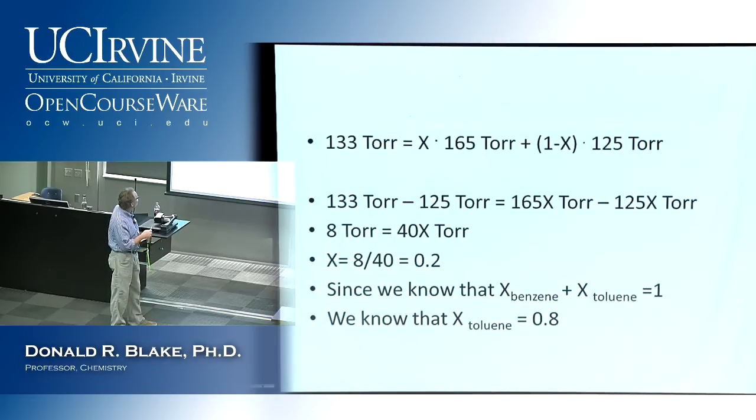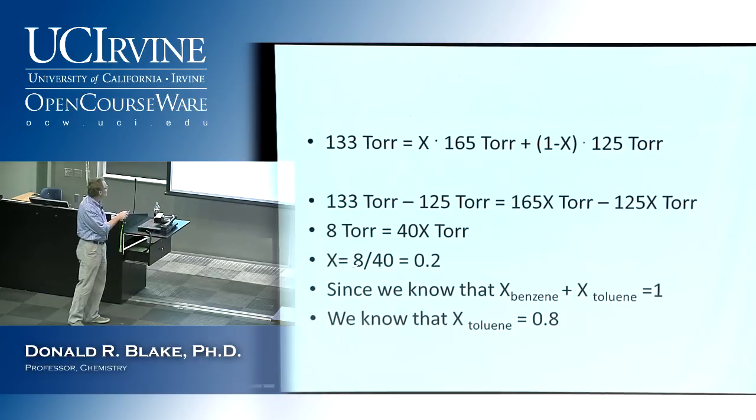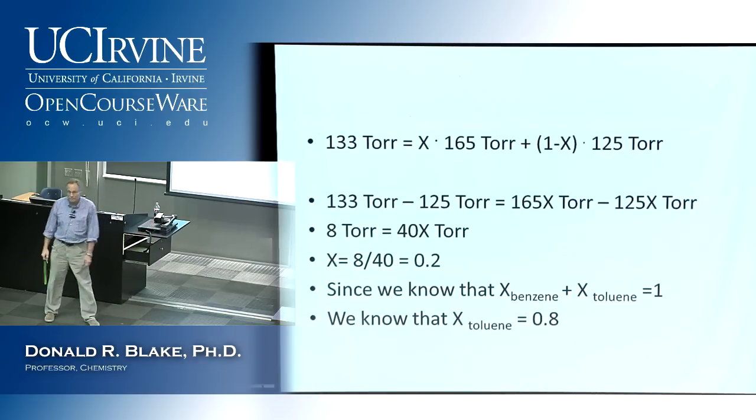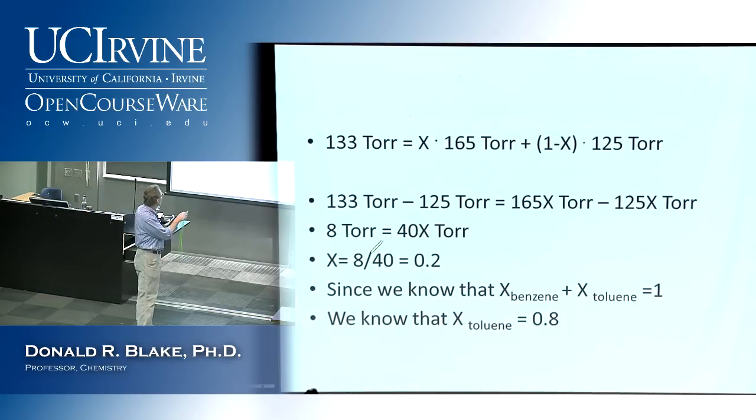So if we multiply that all through, if I take 125 torr times 1, I get 125. So I move that 125 to the other side, so I've got 133 torr minus 125 is equal to an X times 165 and a minus X times 125. So I can subtract that and I get 40X. Subtract this, I got 8 torr, so X is equal to 8 over 40, which is equal to 0.2. Since we know that benzene is 0.2, toluene has to be 0.8.